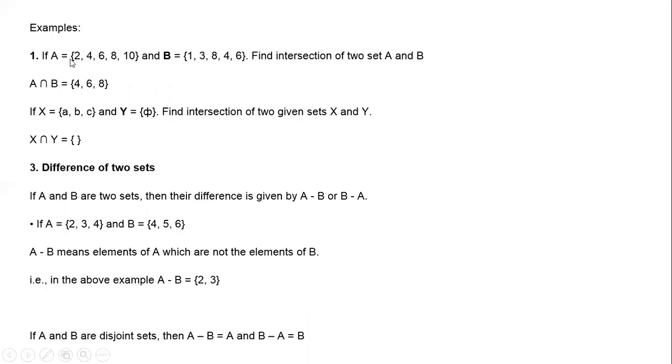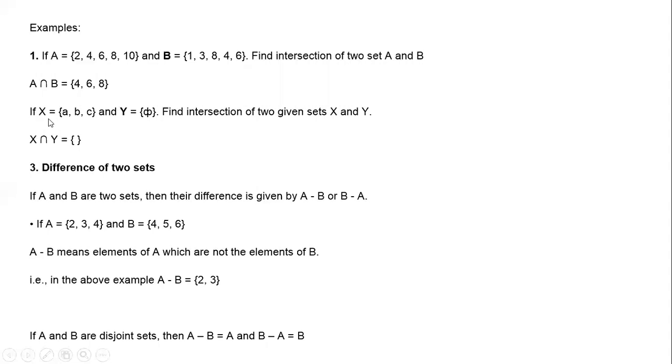Okay, see this example. If A is given as 2, 4, 6, 8, 10, and B is given as 1, 3, 8, 4, 6, what is the intersection of these two sets? Whichever elements are common. See which elements are common. So 1 is not common, 2 is also not common, 4 is common between these two. 6 is also common, 8 is also common between these two sets. So A intersection B will be 4, 6, 8. Whichever elements are common, those elements will be the result.